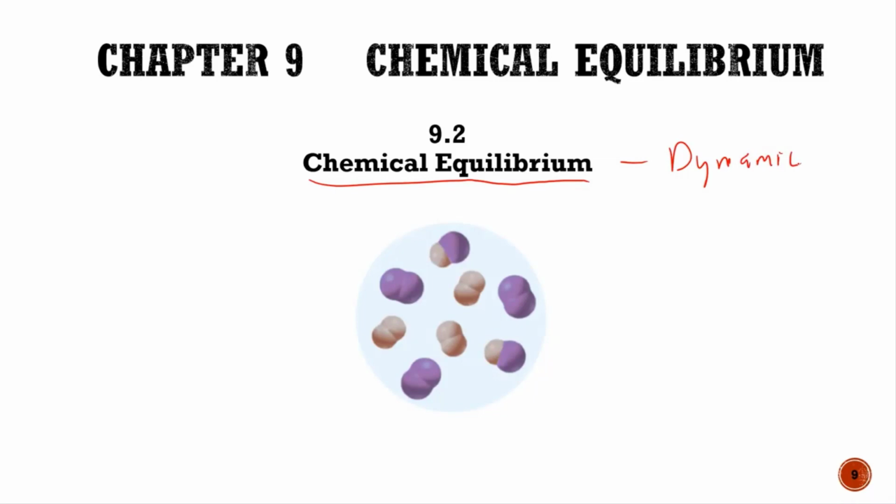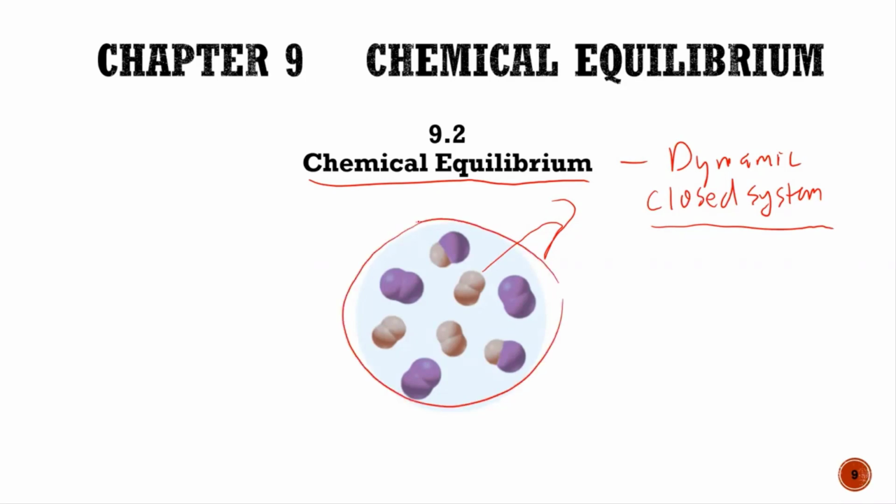I like to tell people one of the criteria is you have to have a closed system. Okay, I want you to keep that in mind. You have to have a closed system. If you don't have a closed system, it won't work. That way these gas particles can't escape, because that would change the equilibrium process. So these are stuck in a container.